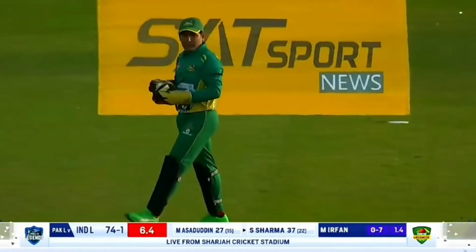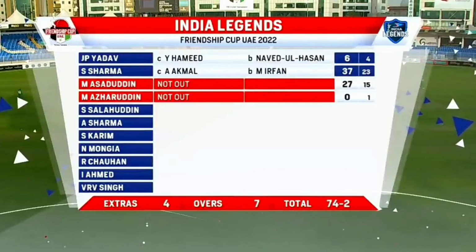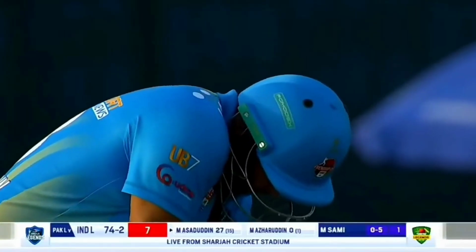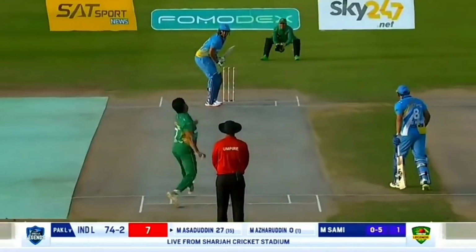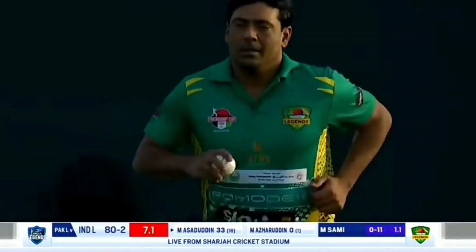Edged and catches taken, a typical test match dismissal. He's looked good each time he's played in the middle. This time Asaduddin looks to go big, but has he found the fielder? Not really. That has travelled and travelled into the 7th. After losing the wicket.